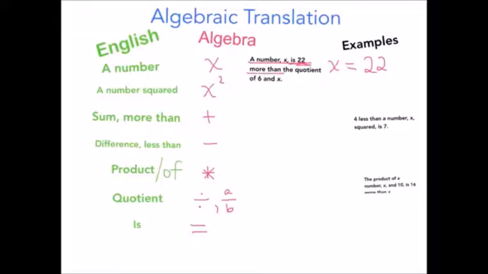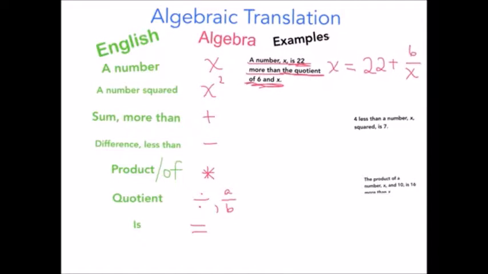More than, that means a plus sign. Then we see another buzzword, the quotient of. Well, quotient is going to mean we're going to put a fraction because it's implying division of two different things, 6 and x. So that's really 6 divided by x. And we have just translated an English phrase into an algebraic phrase.